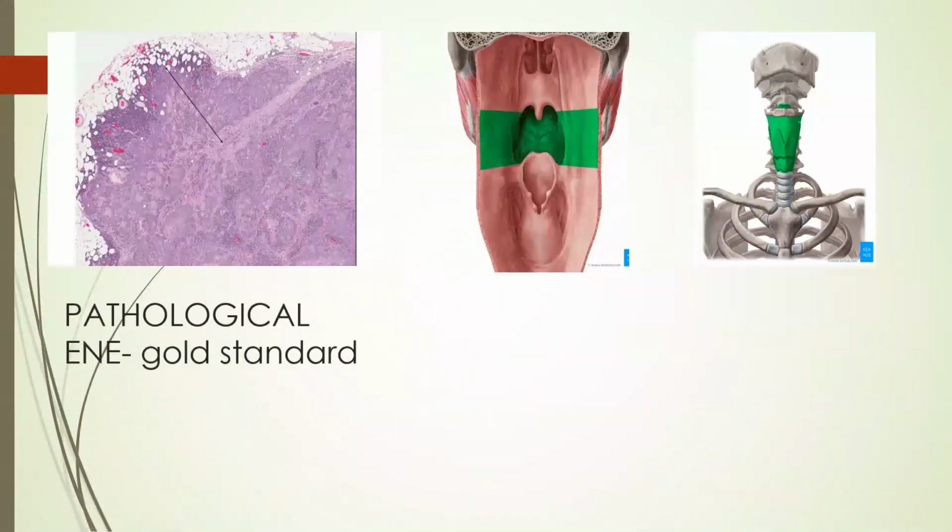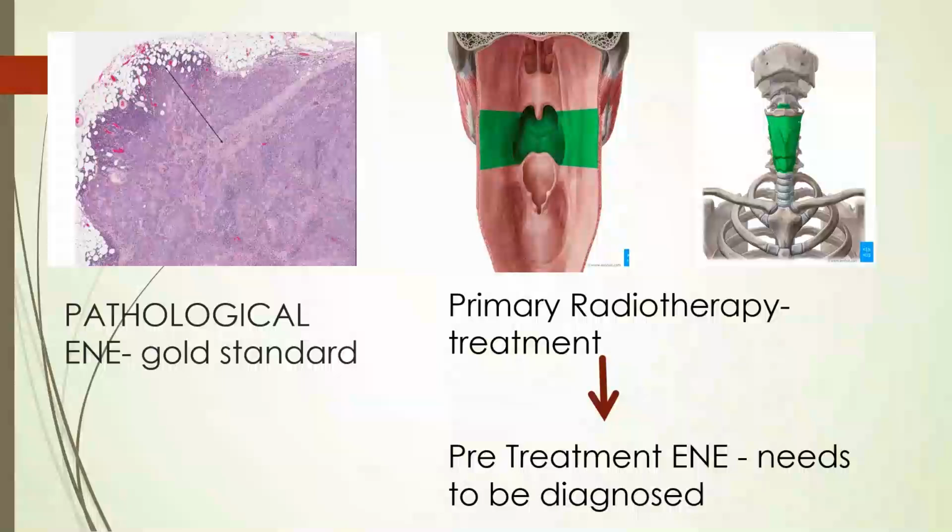So we all know that pathological extranodal extension is considered the gold standard for diagnosis. However, the prerequisite for it is that surgical treatment is required. So there are many subsites like your oropharynx and your laryngopharynx where radiotherapy is the primary treatment. So in these cases, pre-treatment evaluation of extranodal extension is important.